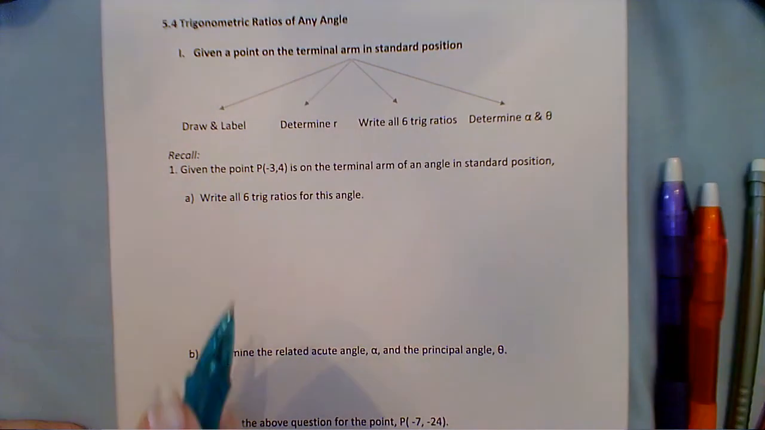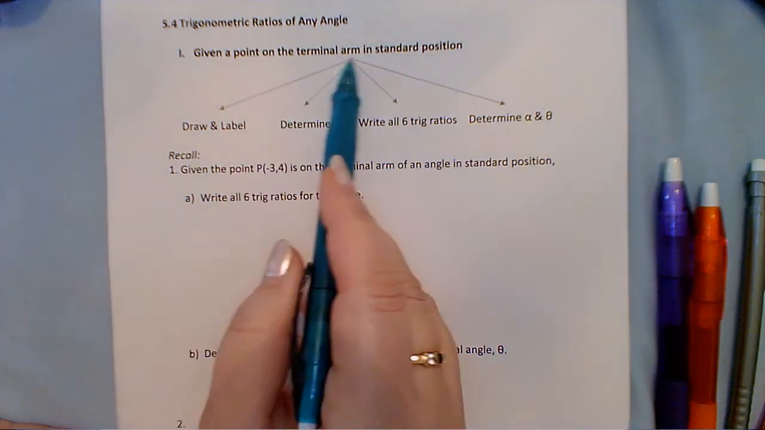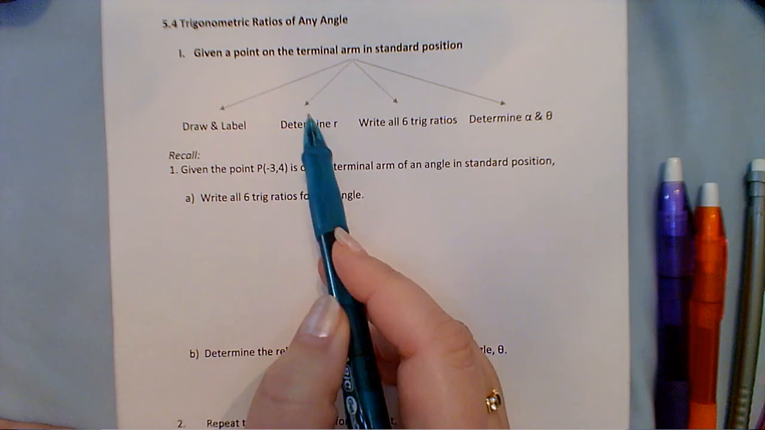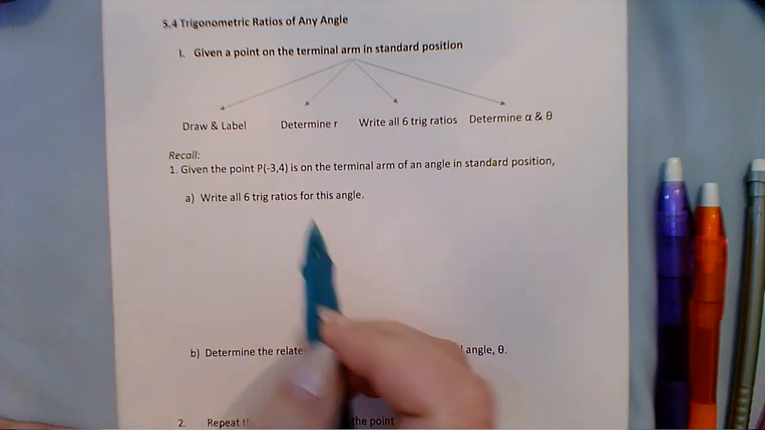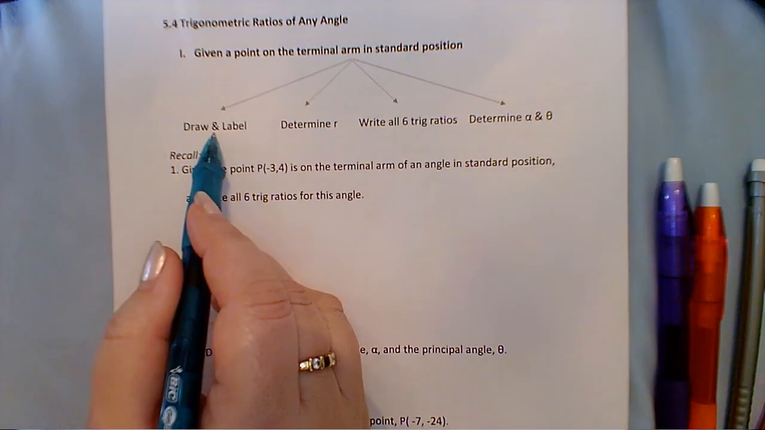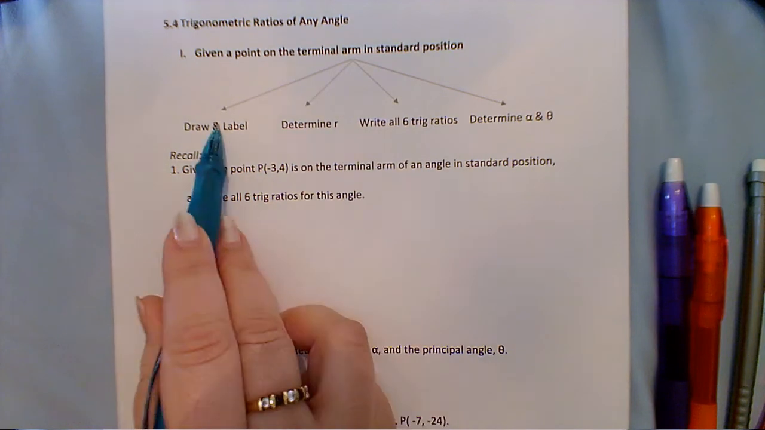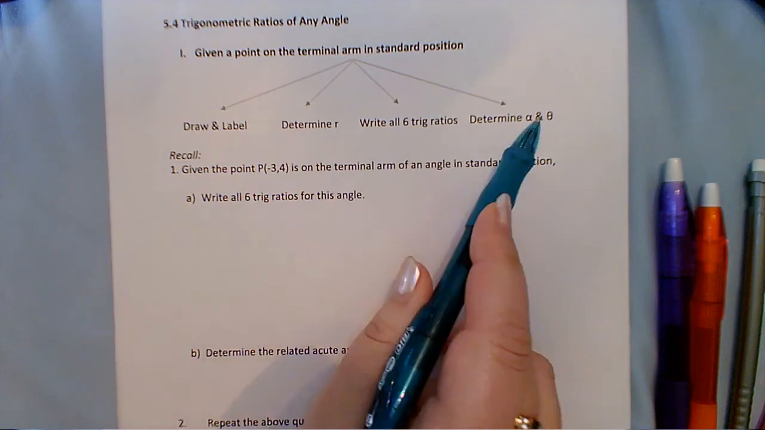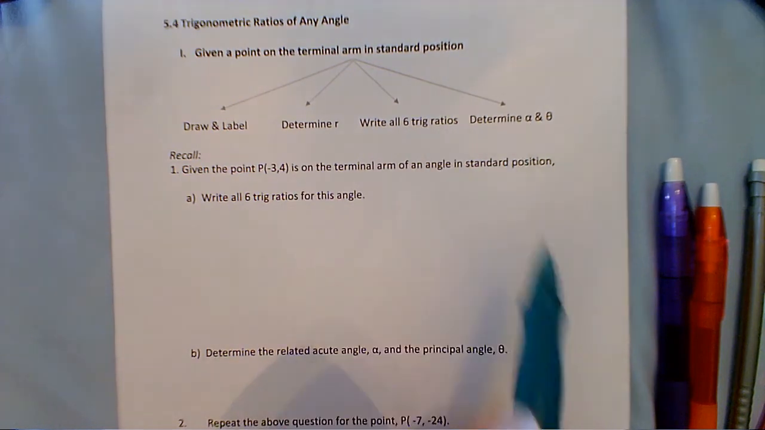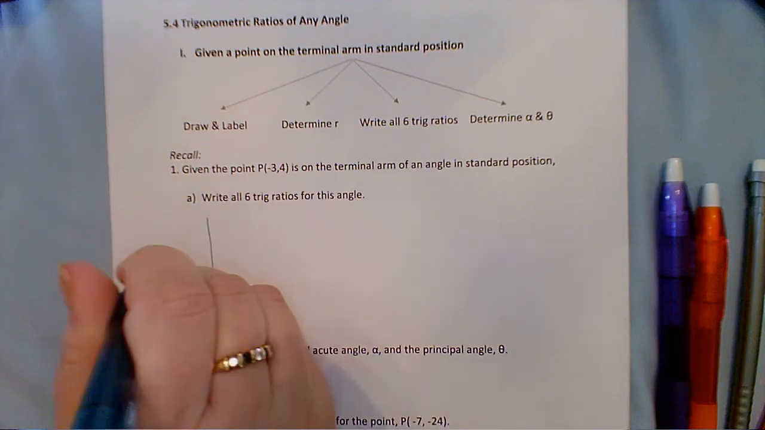So I'm going to do some of them, not all of them probably with you. The ones that are most important. So when you're given a point on a terminal arm in standard position, obviously the same steps still apply. So here we have the point -3, +4. First thing you do is you draw and label it. Before we can write any ratios, we need to draw and label and figure out if anything's missing and then find it before we can write our fractions. And then that will help us determine our alpha and our theta. So diagram first. So -3, +4.